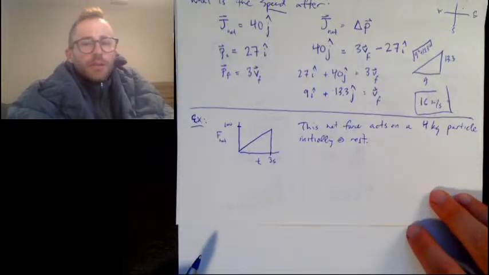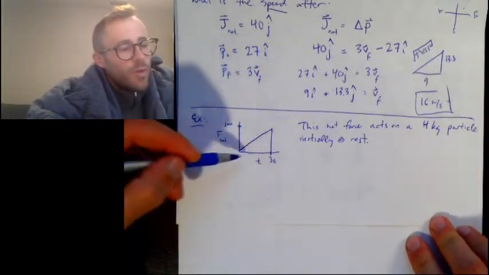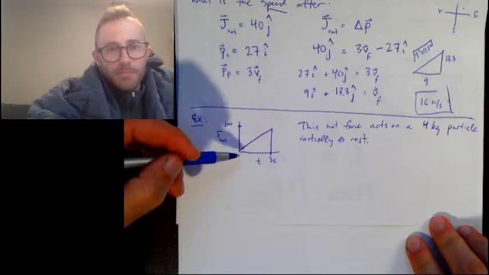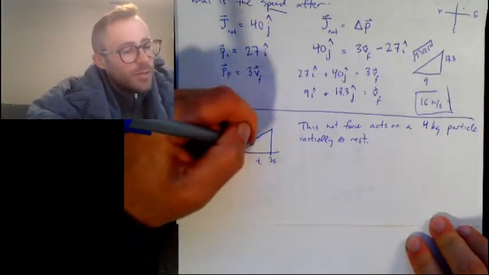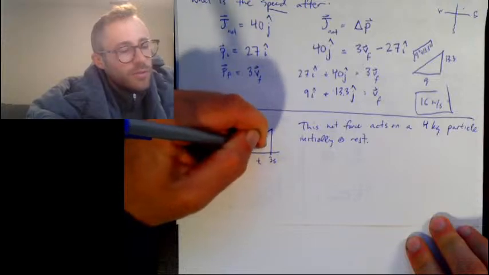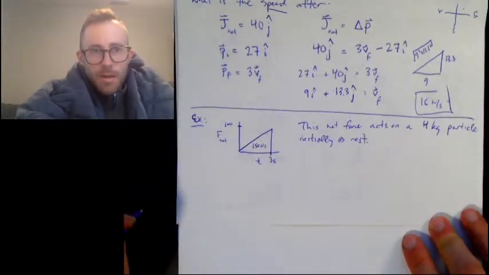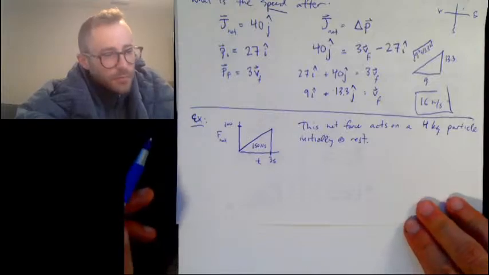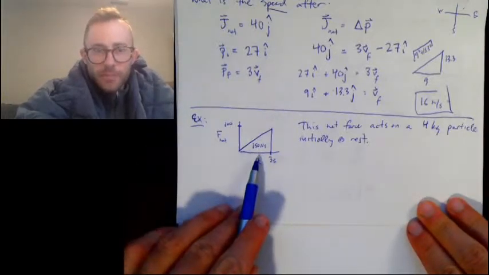Okay, so first of all, let's calculate the impulse. The impulse is going to be 1/2 base times height, so 1/2 times 3 times 100. So that impulse is 150 Newton seconds.